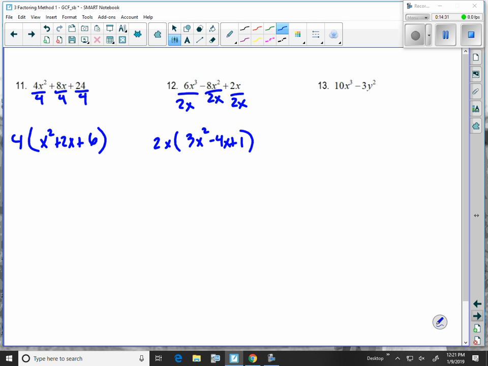Okay, GCF in number 13. What's our GCF in number 13? Yeah, it's prime, right? There's not a common number or a common variable going on. So in this case, this is prime.